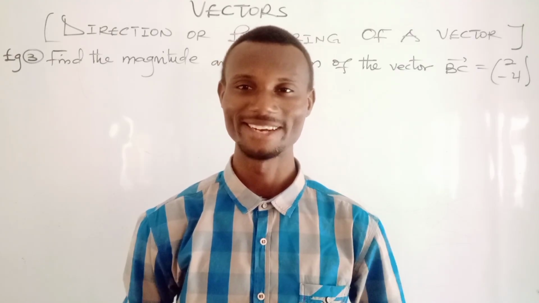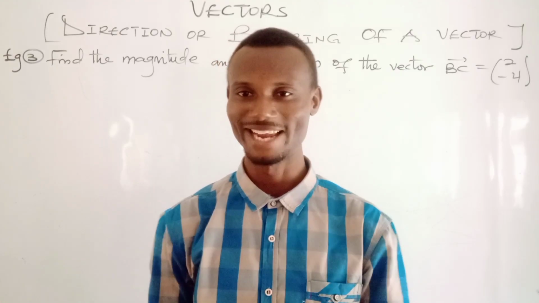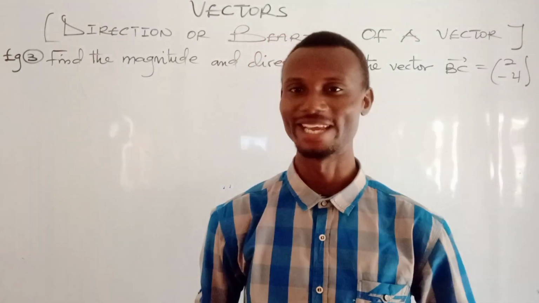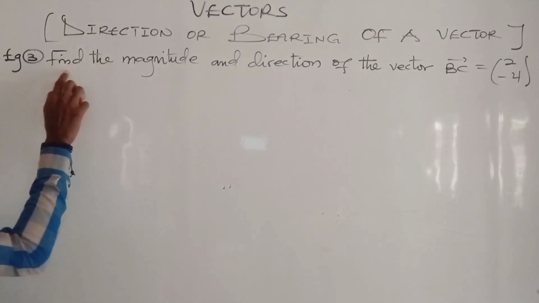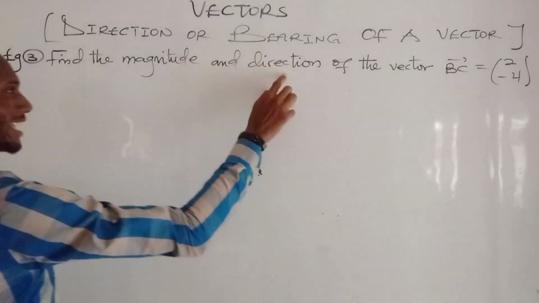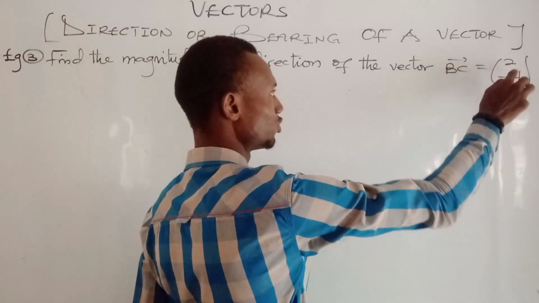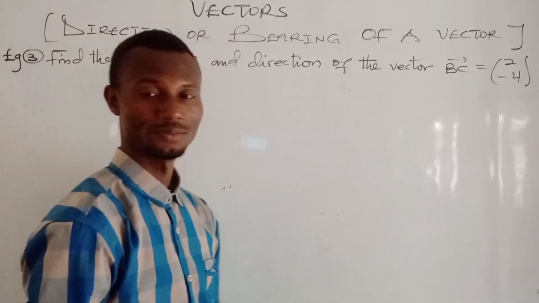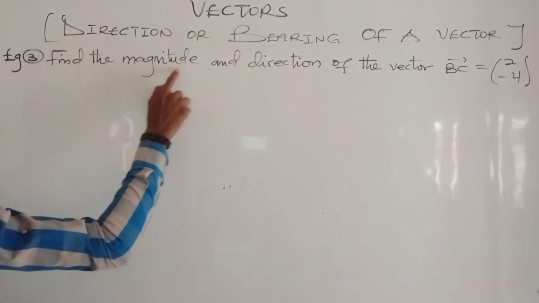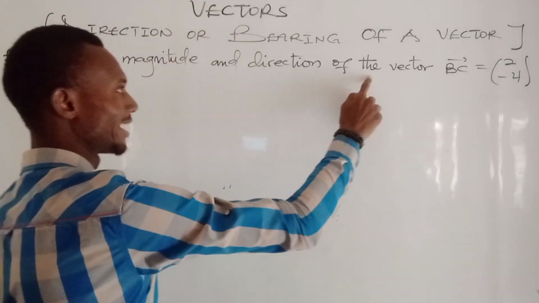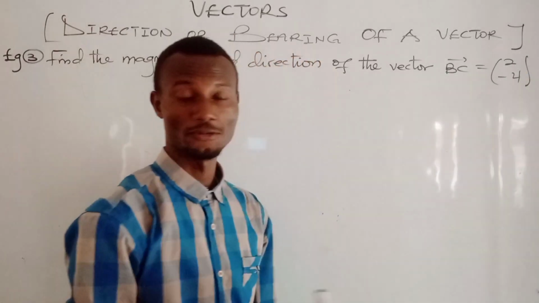Now let's go ahead and take a look at example 3 that I have on the board. Let's read the question together and begin to solve. Example 3 says: find the magnitude and direction of the vector BC equals (2, -4). Let me read it one more time. It says find the magnitude and direction of the vector BC equals (2, -4).